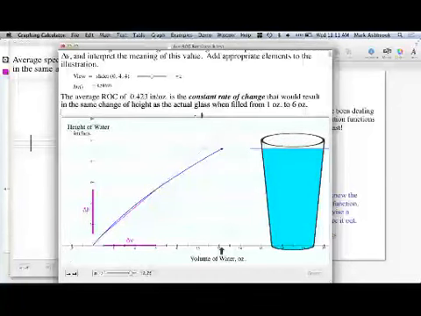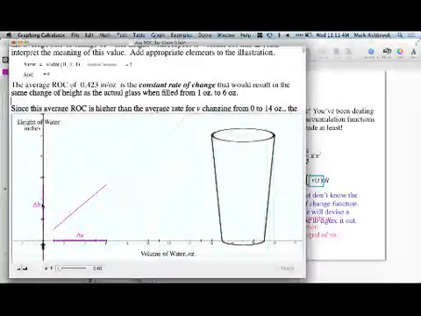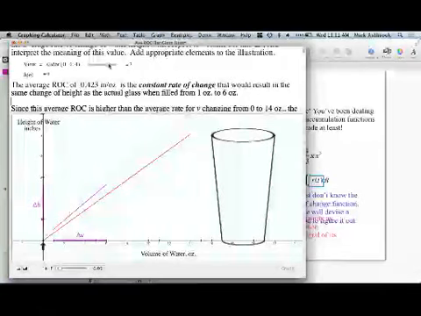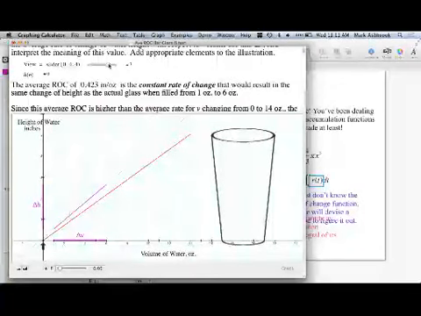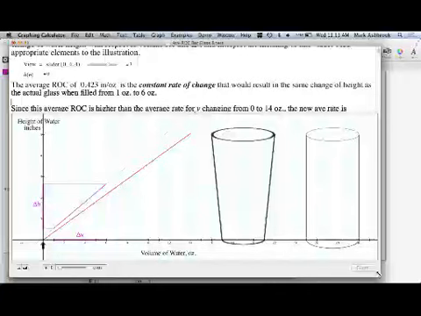Okay, so we talked about the other constant rate, greater or less for the whole glass, comparing those two. So is our new rate of change greater or less than the average rate of change for filling the whole glass? Greater. Greater. Okay, because for the same change in volume, we're getting more of a change in height. You see that? We're getting more of a change in height for the same change in volume as a constant rate.